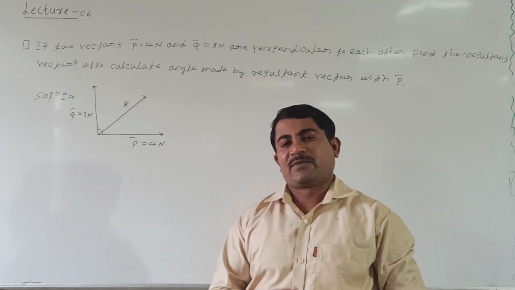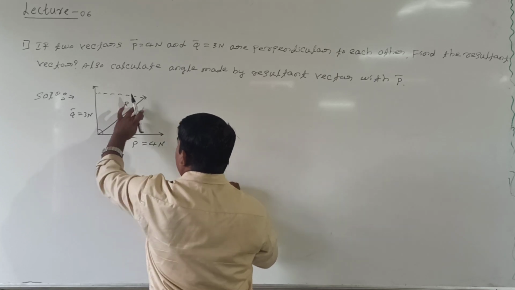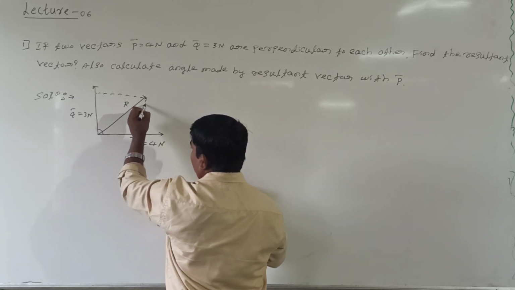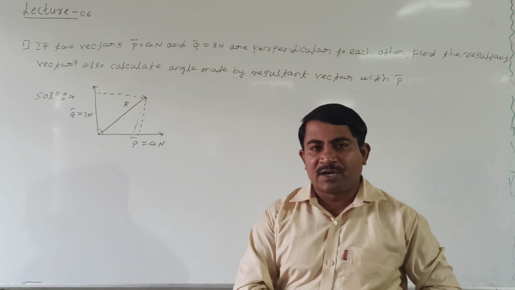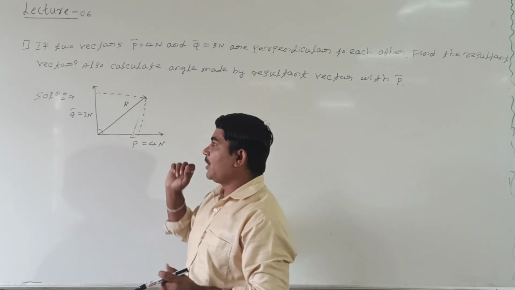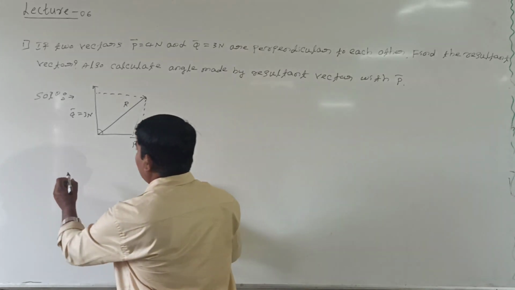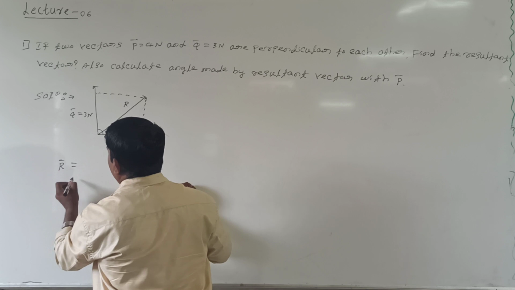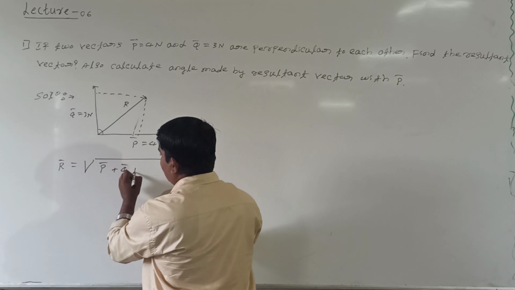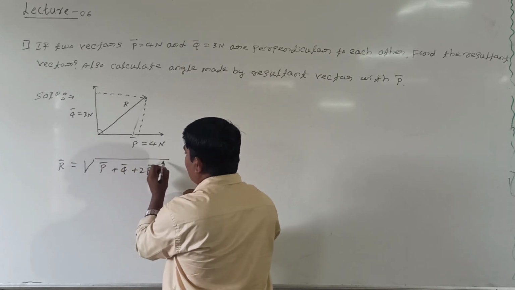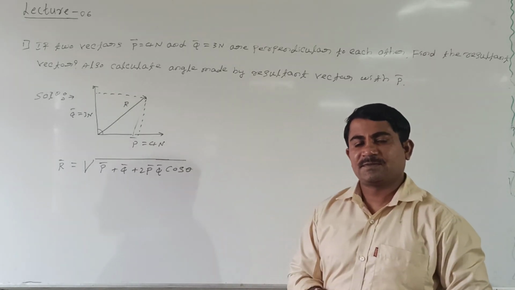You can make a parallelogram like this. Here, we know the resultant formula. Two vectors are perpendicular to each other, and we need to find the resultant vector. First we will find the resultant vector. We know this formula: vector R equal to under root of P squared plus Q squared plus 2PQ cos theta.